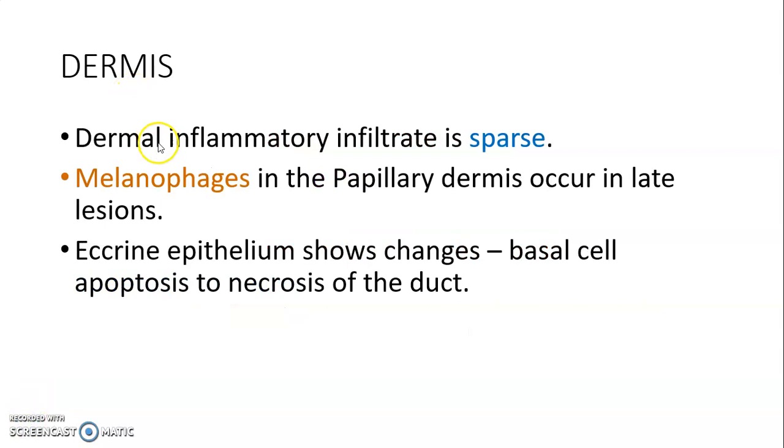In the dermis, there is a chronic inflammatory infiltrate comprising lymphocytes, which is sparse or of mild degree. In the papillary dermis, melanophages may be seen that occur in late lesions. The eccrine epithelium shows changes from basal cell apoptosis to necrosis of the duct. So there is a mild inflammatory infiltrate in the dermis along with melanophages in the papillary dermis.